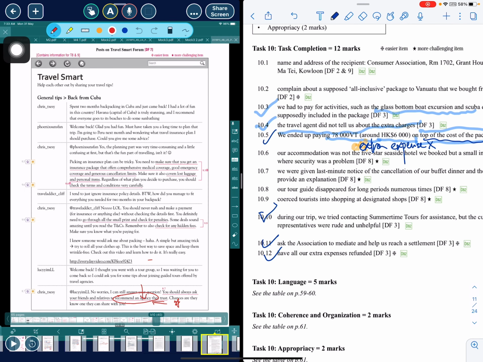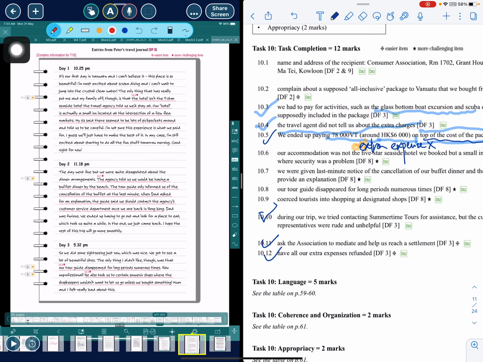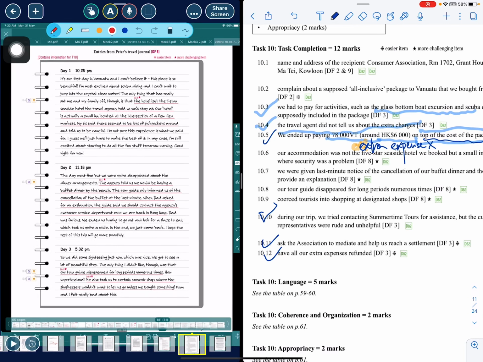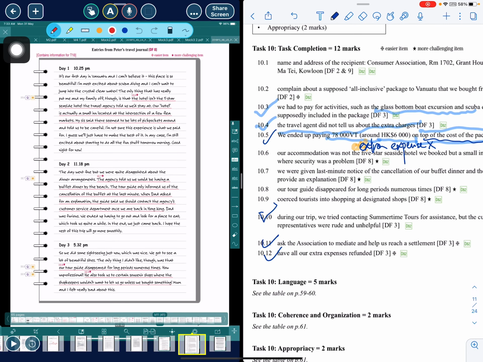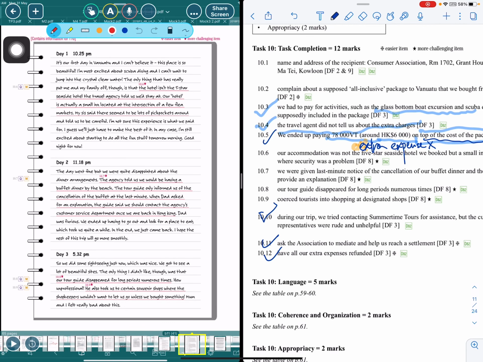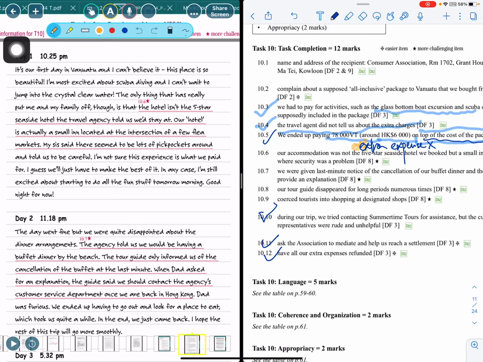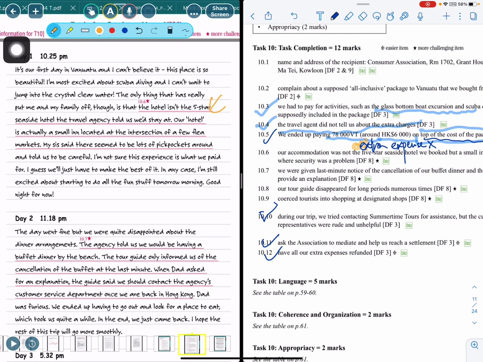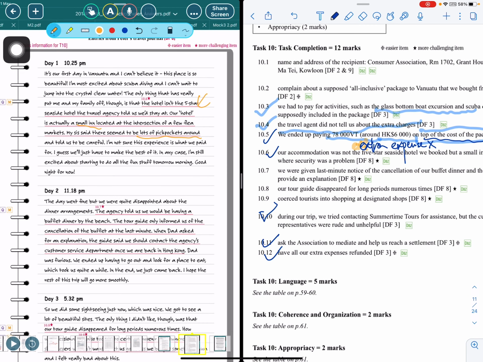Okay, then moving on, we skipped the tour, and then this is for task 9 as well. Okay, task 10 is right there. This time the information is kind of condensed, so it's not scattered around. That's why you can find information quite easily. It's entries from Peter's travel journal. So the other things that you have to pay attention to are that the hotel isn't a 5-star seaside hotel. Okay, it's a small inn with a lot of pickpockets around. So this is 10.6.